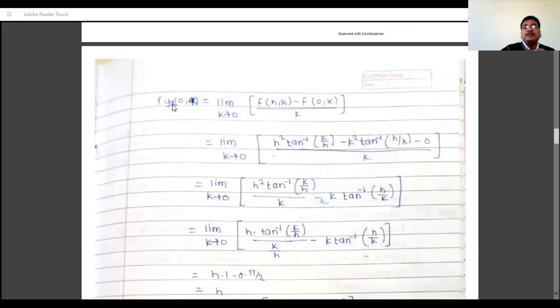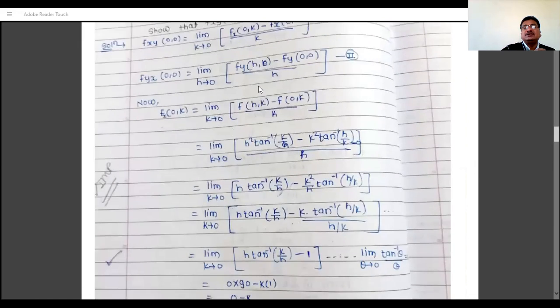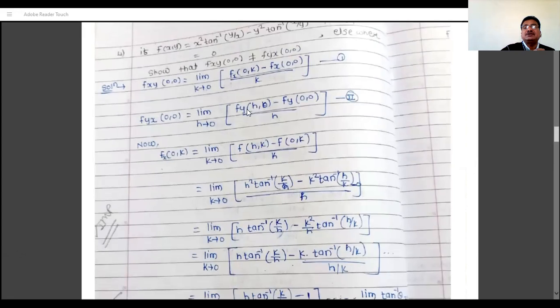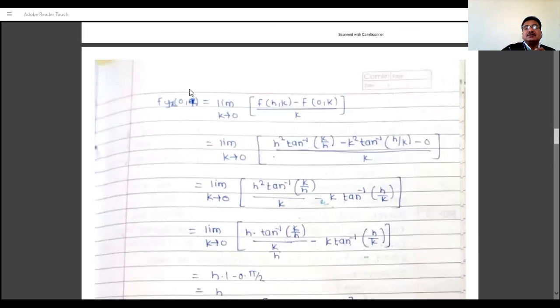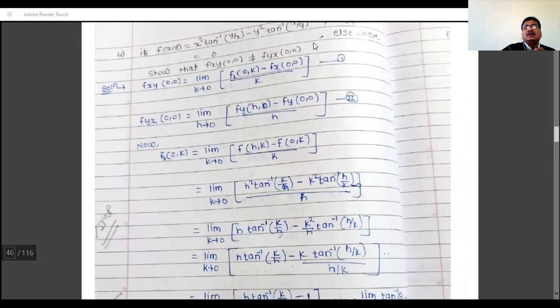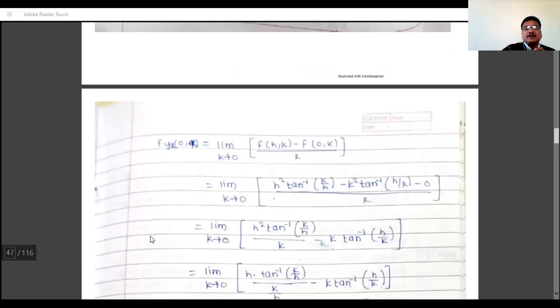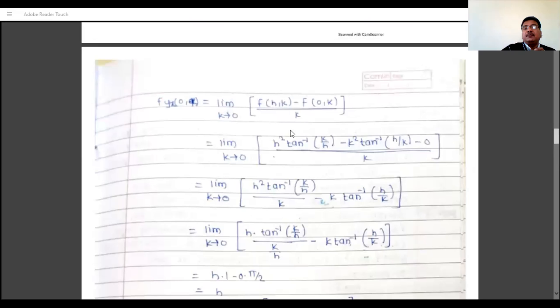Then these values, fy(h,0). fy(h,0) is what? Limit k tends to 0, f of (a,b+k) with a is h and b is 0, so 0 plus k is k, minus f of (h,0), divided by k. So this is the value of fy(h,0). And then we have f of (h,k) is this, minus 0, divided by k. Then divide separately by k. We have k square by k is k.